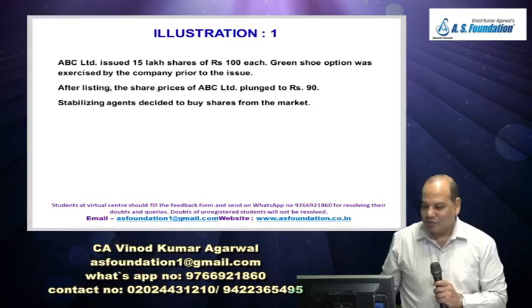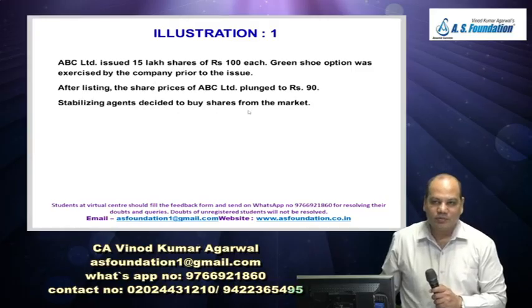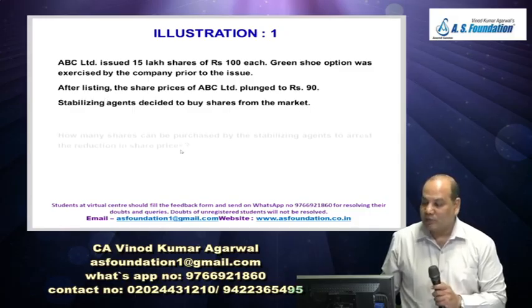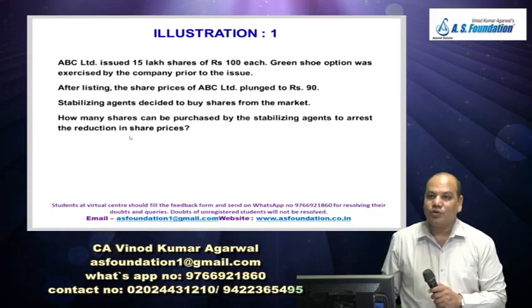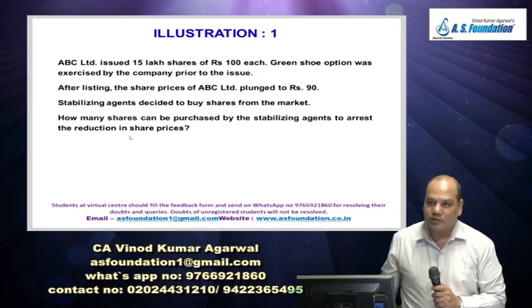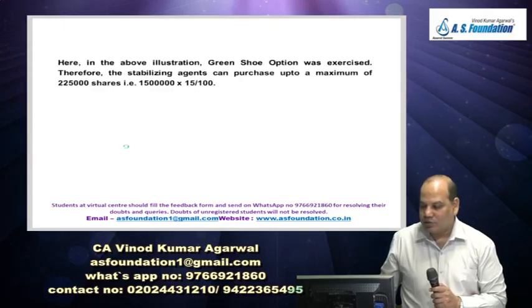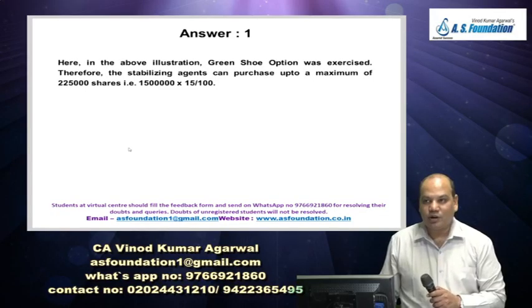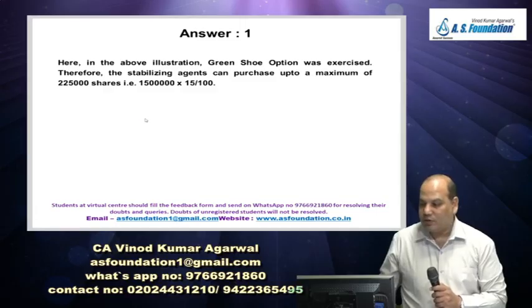Yes. He has decided to buy the share from the market. We should ask the question, will the stabilizing agent buy the share from the market? The student will write yes. Next question they will ask you in your case study, how many shares he can purchase? That they have asked to arrest the fall in the share prices. 15% of 15 lakh shares. How much is that? 15% of 15 lakh? I think the answer is printed in your book. Just check. Is it correct? 2 lakh 25,000 shares maximum you can purchase. This is the information that is given in your ICI material.